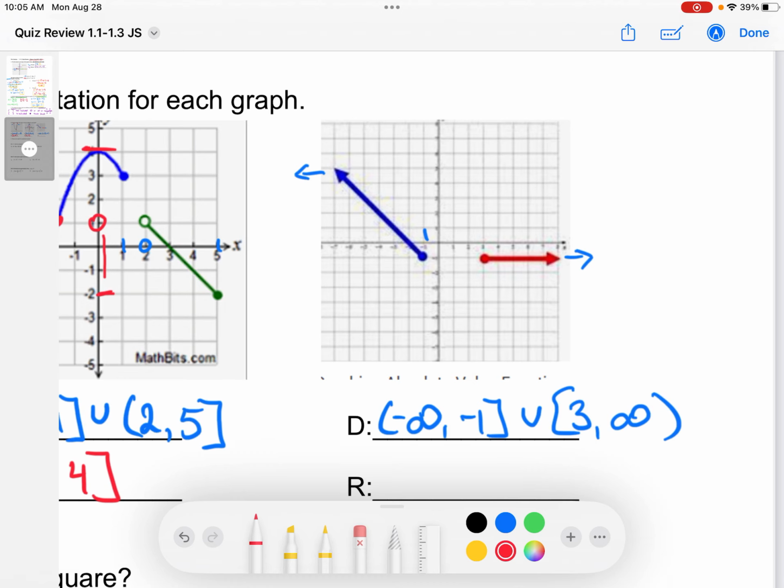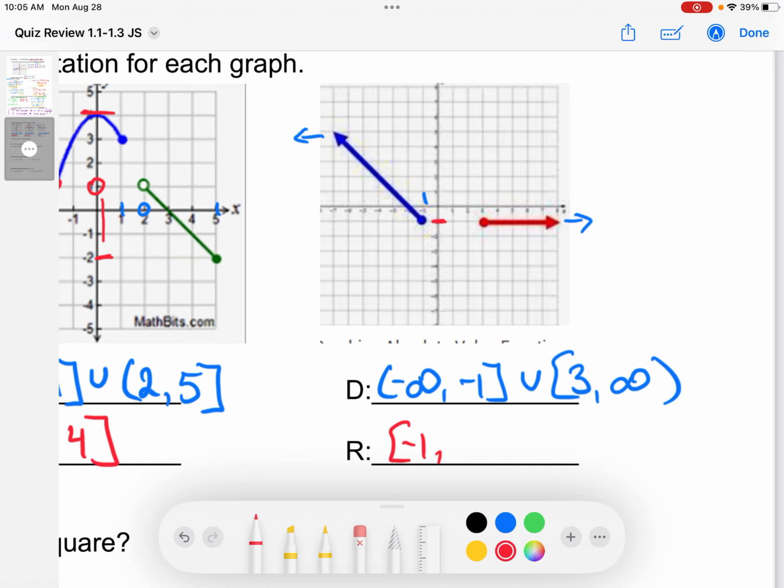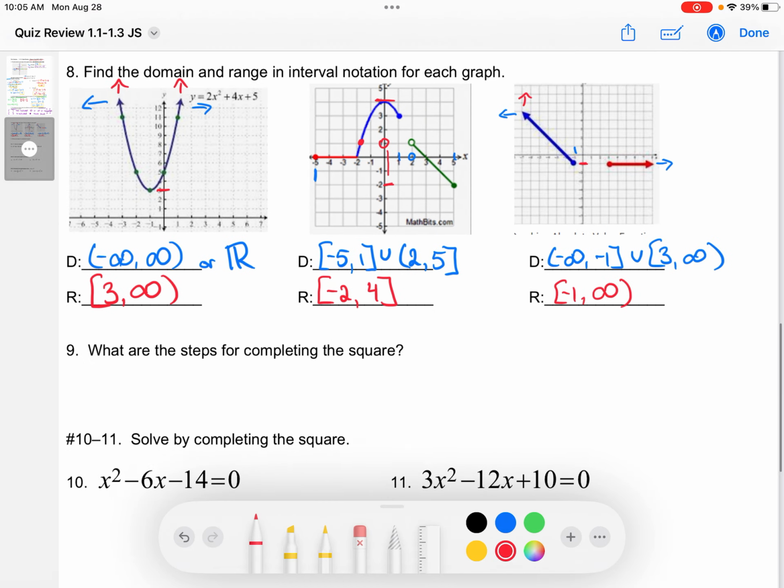Then range goes from bottom to top. The bottom is at -1, and this whole red line is on -1, so it's a bracket, comma. There's no gaps here because this blue piece does start on the domain at -1 as well, and it goes up into the left, keeps going up, up, up forever, so that will go to infinity. We always use parentheses on infinity. So there are your domains and ranges.